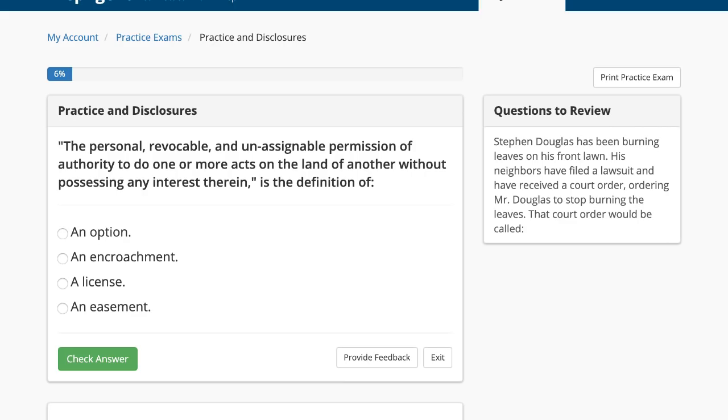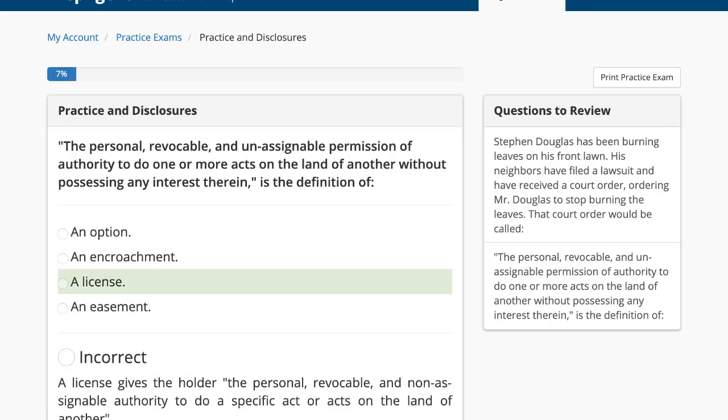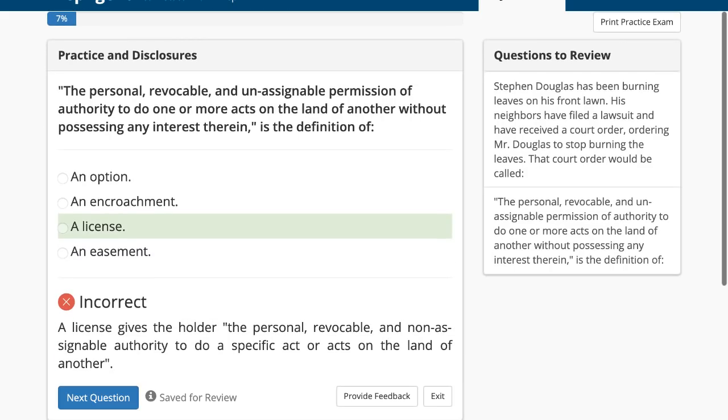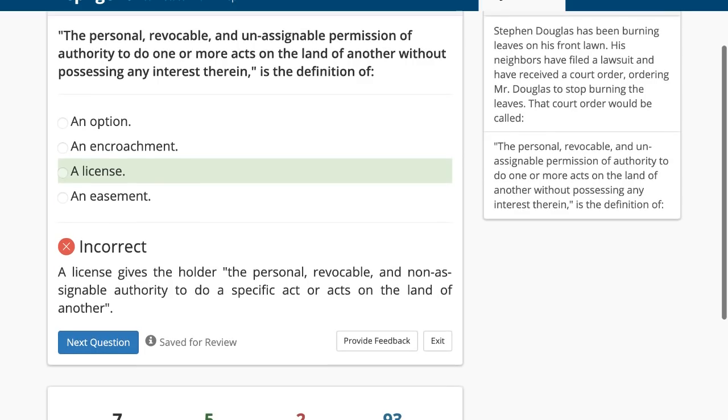The personal, revocable, and unassignable permission of authority to do one or more acts on the land without possessing any interest therein is the definition of A, an option, B, an encroachment, C, a license, or D, an easement. And the answer is C, a license. Good.